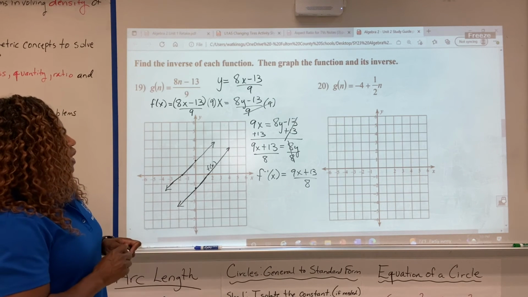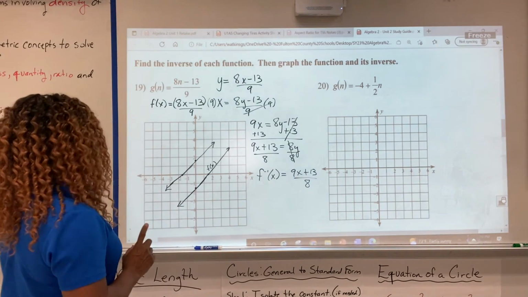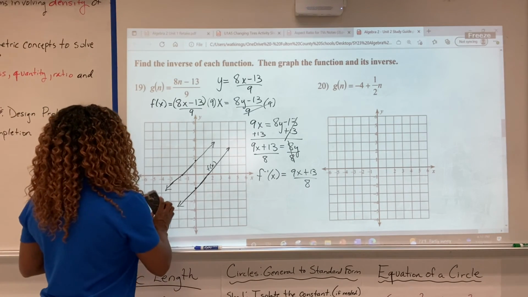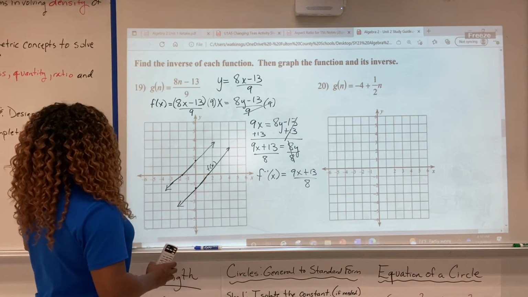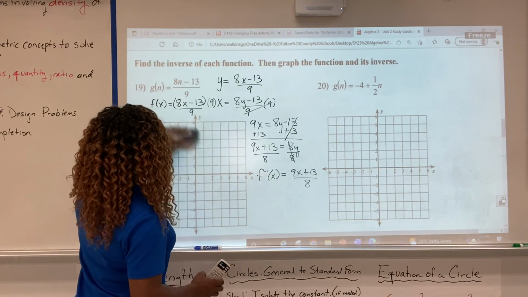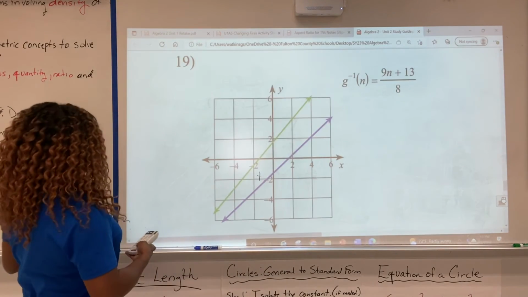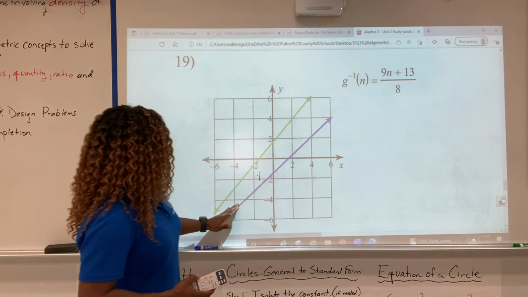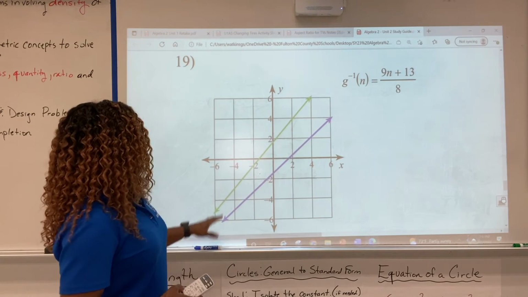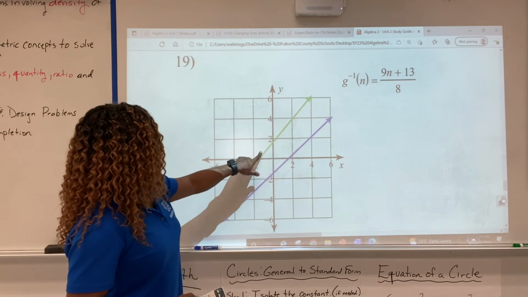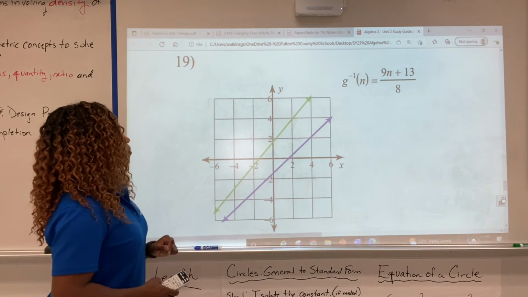Okay. Let's go ahead and I'm gonna show you the exact graph of that function. So let's move this out of the way so you can get a clear picture of it, so you know exactly what it should look like. So once you graph the original function, which is right here, that's the original function, and then the inverse function is here. And there's the answer for the inverse function that we just worked out. Let's do number 20.